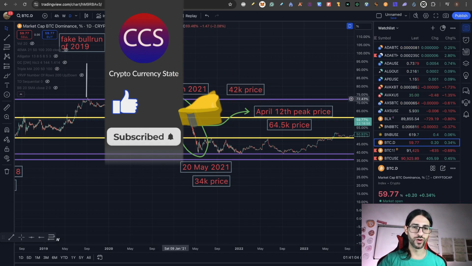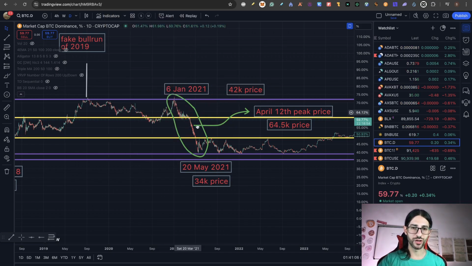So in the last bull run, the top of the market was on April 12th of 2021. And you can see the Bitcoin dominance was actually already dumping. It was almost 50% down from its top. By the time the Bitcoin dominance again reached 40%, it was the 20th of May of 2021, and the price of Bitcoin at that point was 34k.